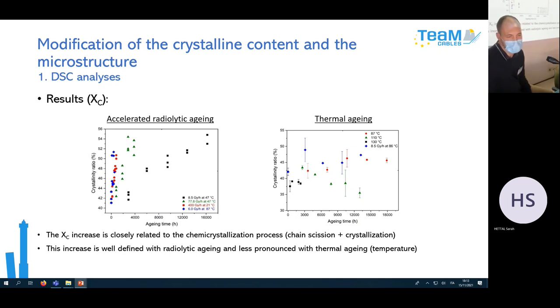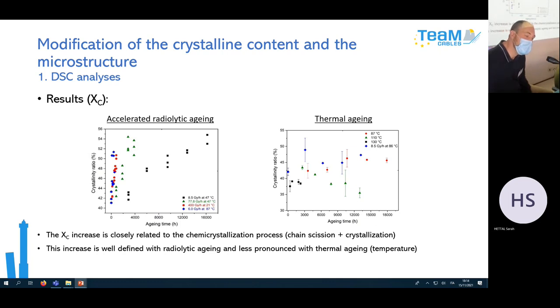But to sum up this behavior, the crystalline ratio is closely related to a phenomenon happening during the aging of the material, which is called chemical crystallization. When you have chain scission reactions, the chains close to the crystal can crystallize further. That's the reason why you have an increase of the crystalline ratio inside the material. And this increase is well defined with radiolytic aging, but less pronounced with thermal aging, just because when you have aging with radiolysis, the temperature conditions are favorable to the formation of the crystal.